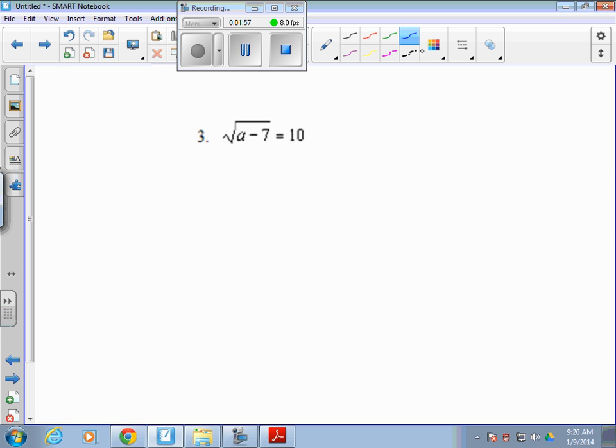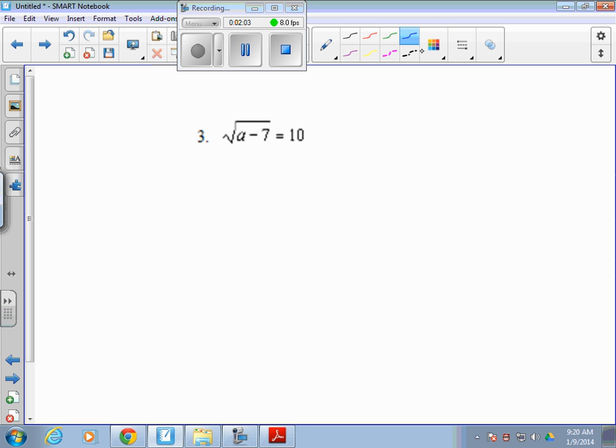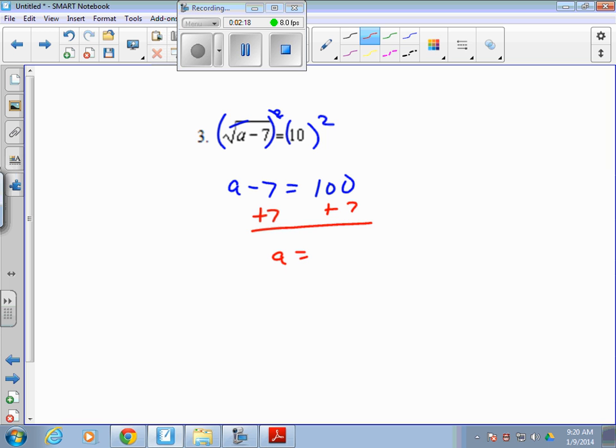Number 3 says the square root of a minus 7 equals 10. Unlike number 2, where you had to get the radical by itself, number 3 is already by itself. So square that to cancel it out. Do the same here. A minus 7 equals 10 squared, which is 100. Get rid of minus 7 by adding it on both sides. A equals 107.